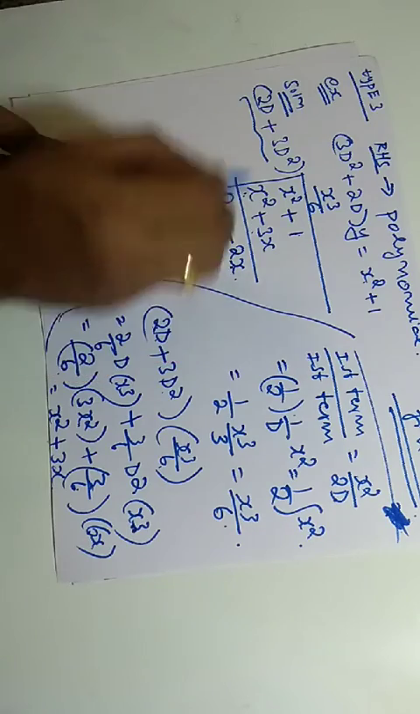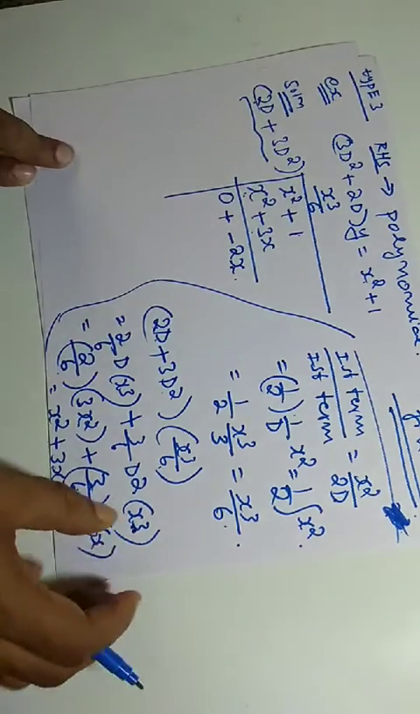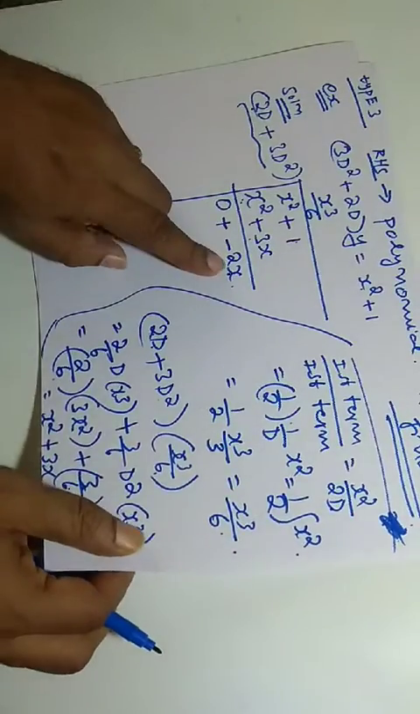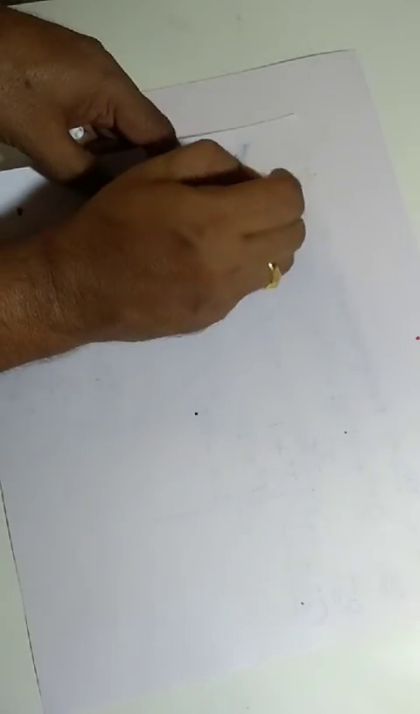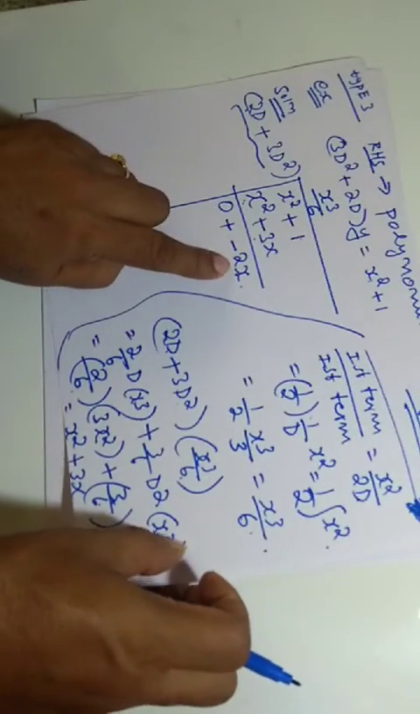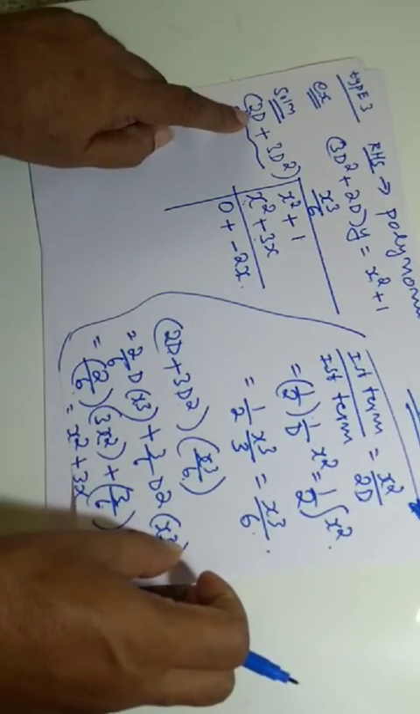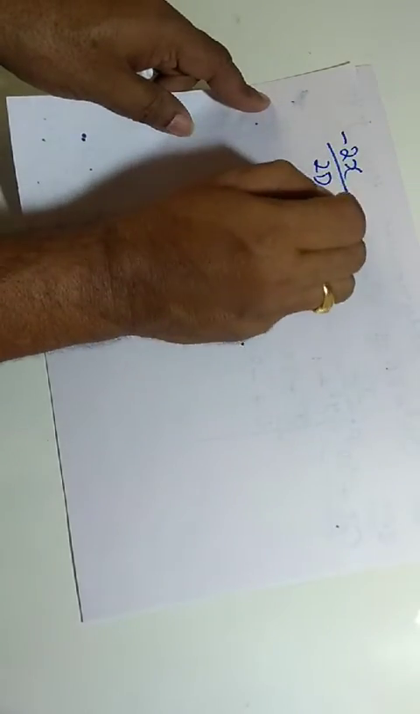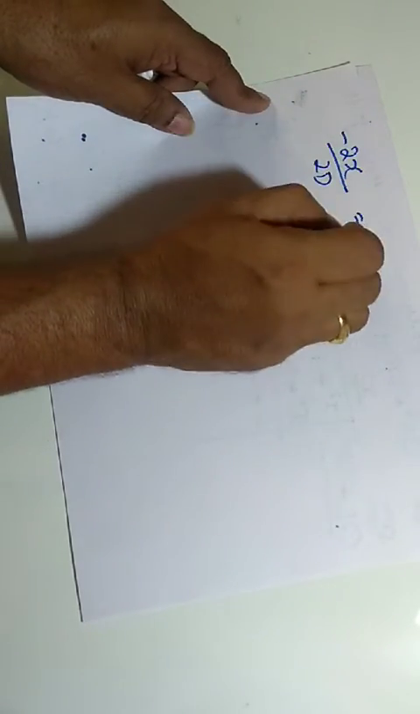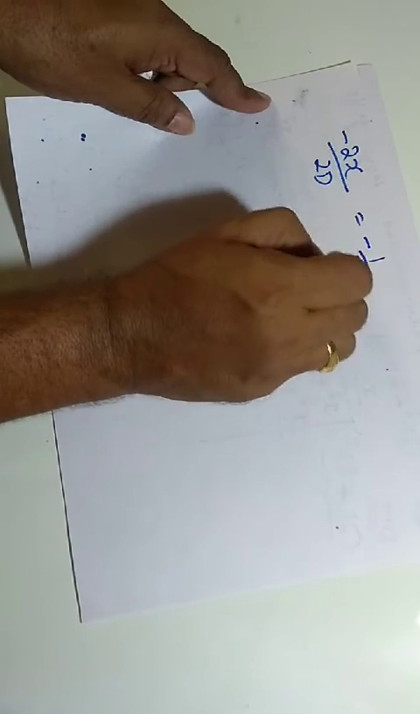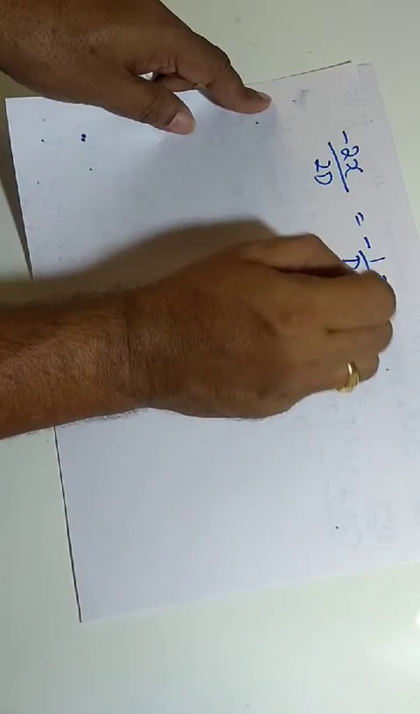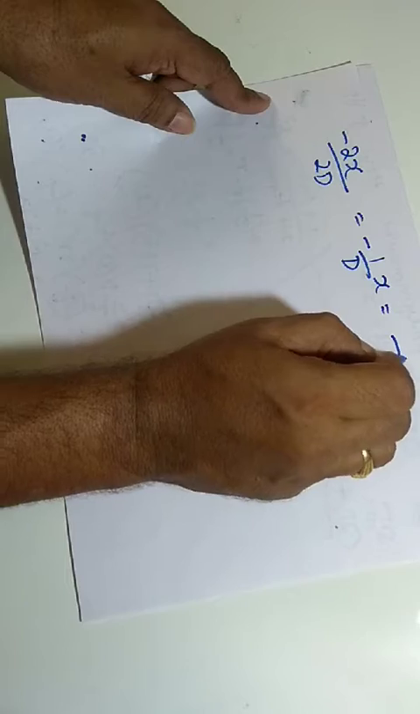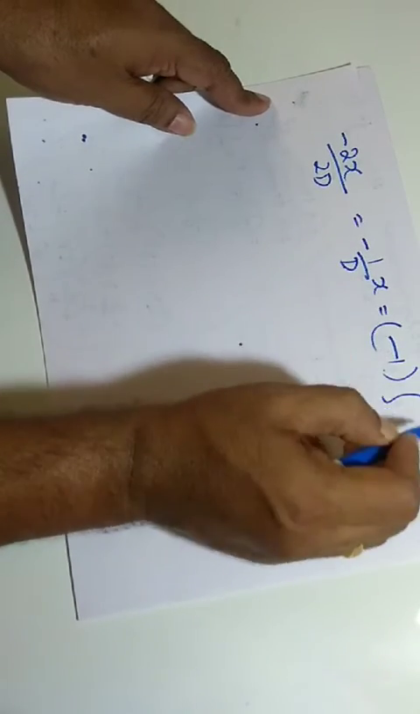Minus 2x is the first term. I am writing it here. Here what is the first term? 2D. So if you cancel, minus 1 by D into x. Minus 1 into 1 by D means integral of x.